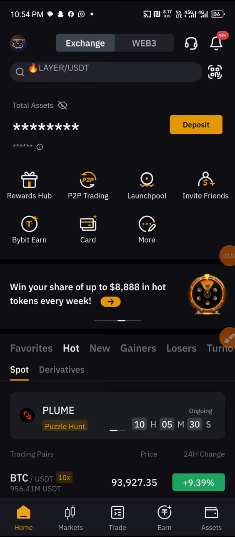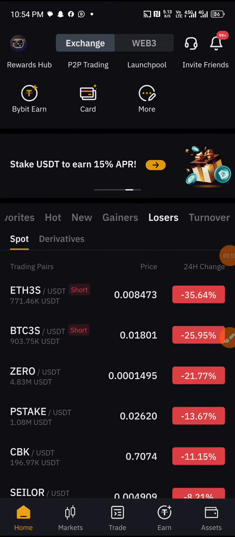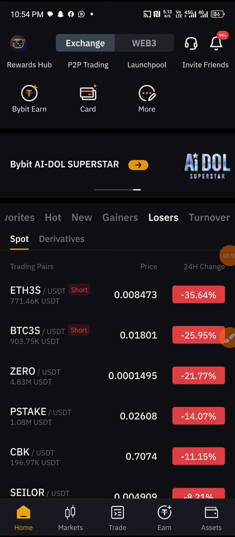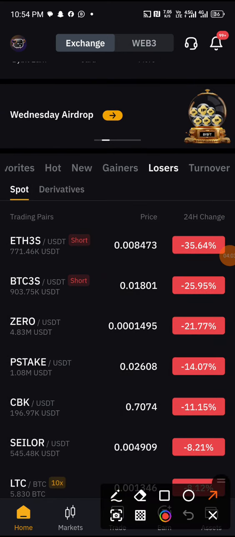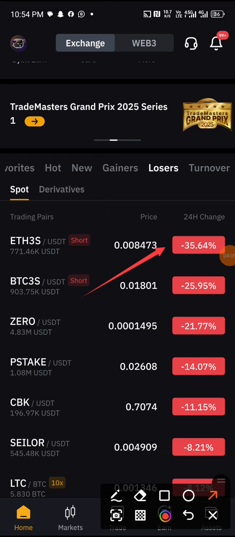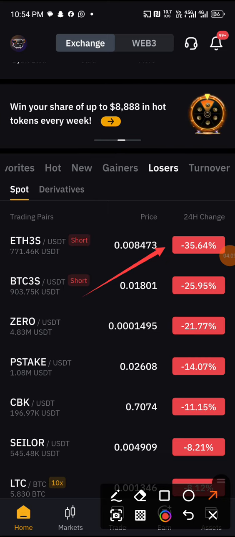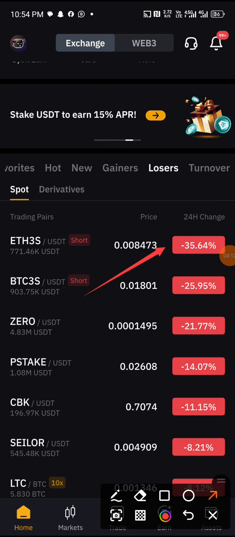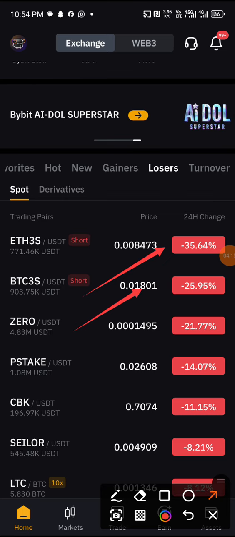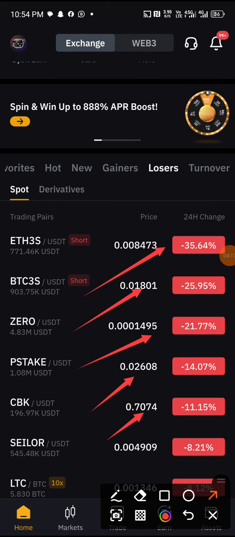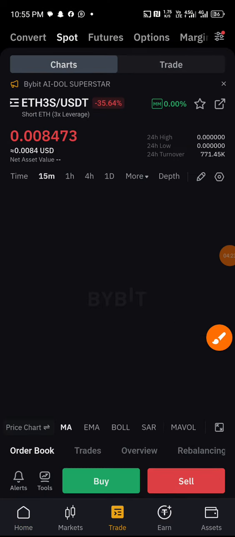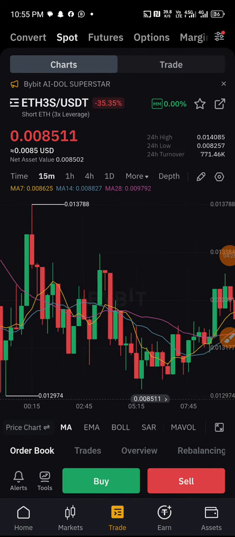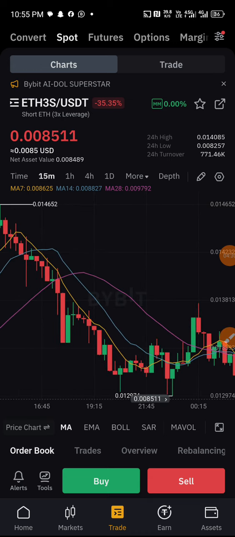Okay, and again, you can come to losers here. If you come to losers here, you check which one has the highest loss, which is this one. Which one has the highest loss here? It is this one, ETH3S minus 35. Another one is BTC3S minus 25. The next is this, and this, followed by each other. This is another place you can find opportunity, whereby you can invest in all those that are already having a high minus, and you stand to gain a lot of profit from it.